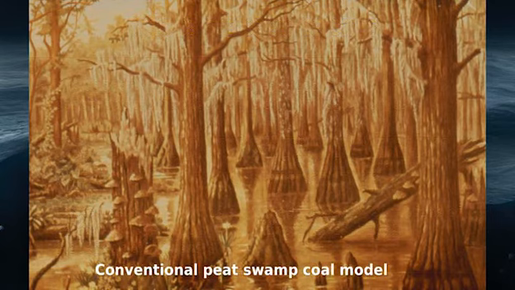Well, let's have a look at a peat swamp. This is the conventional idea of a peat swamp. Some strange looking plants there that you don't see today, because the plant fossils found in coal are different from many of the plants we see today. That's supposed to be the textbook image of what a coal peat swamp may have looked like.